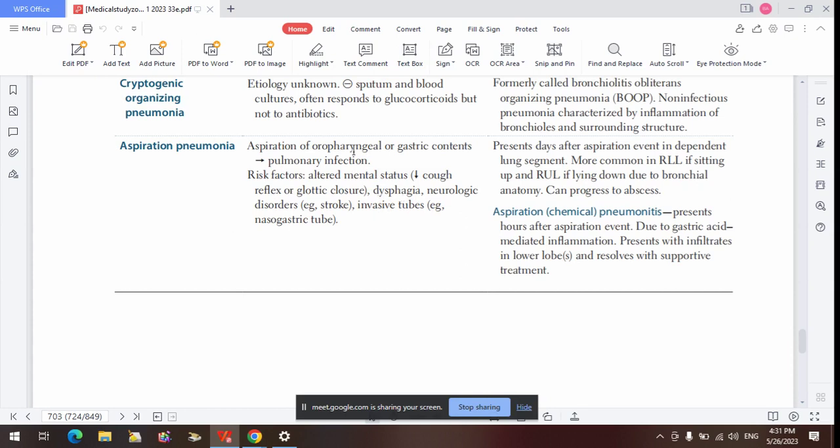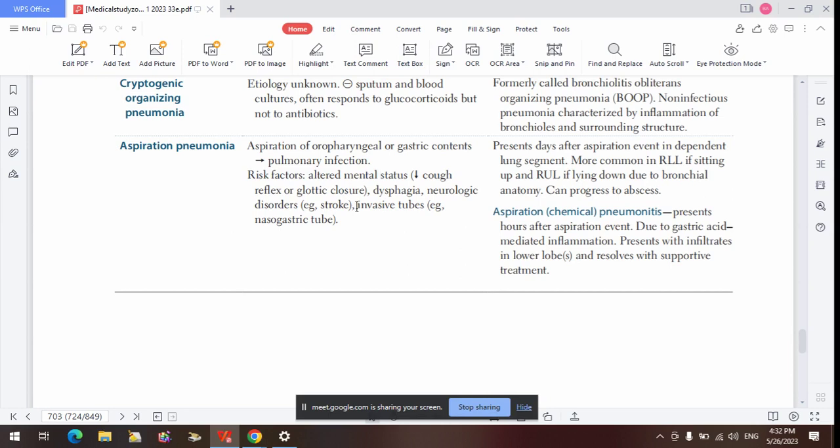So oropharyngeal content is actually rich in bacteria. So the Staph aureus, the Kleb, they are there, and also the anaerobes, like the Fusobacterium, Prevotella, and which other ones again do we know? The Peptostreptococcus, they are there. They can easily get introduced into the lung, and they can trigger pneumonia.